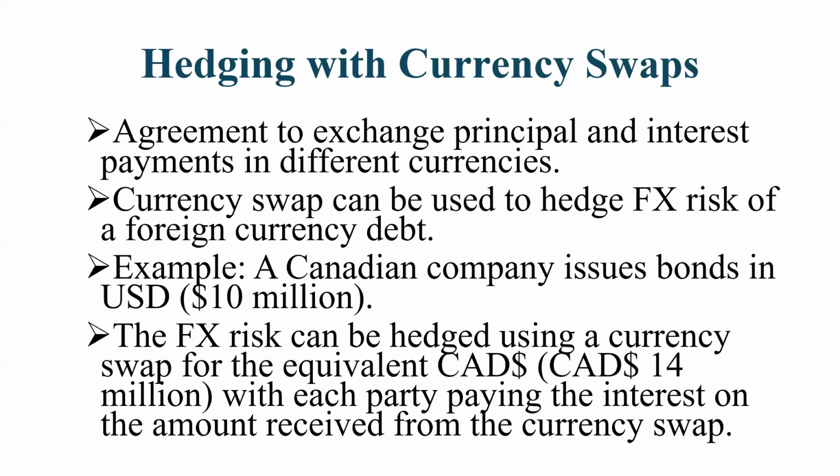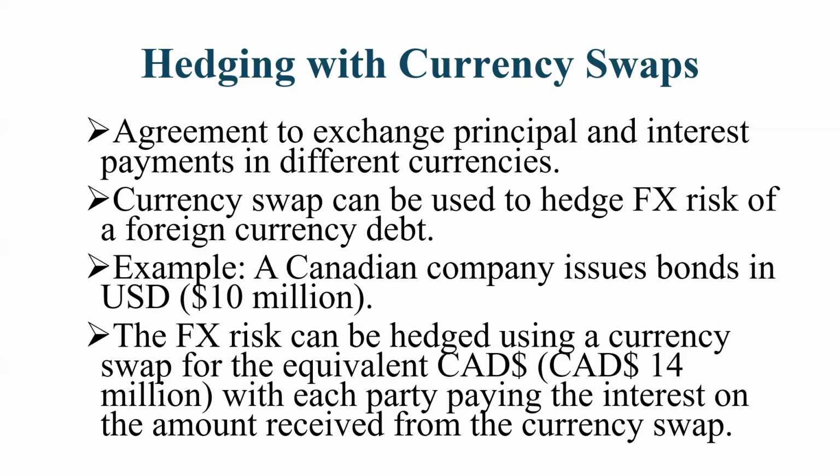Let's now consider hedging with currency swaps. A currency swap is essentially an agreement to exchange principal and interest payments in different currencies. And the primary functions of currency swaps are, number one, to create cheaper funds or debt. So a swap can reduce the overall cost of borrowing. Second primary function is to hedge long-term currency exposures and reduce an organization's financial risk.